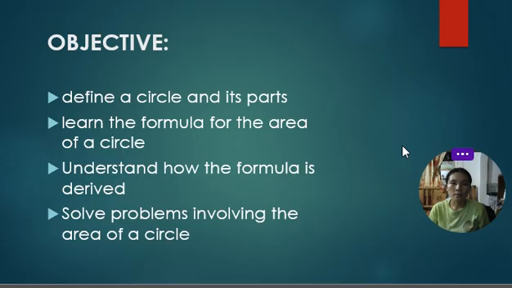So we proceed to the objectives. Define a circle and its parts, learn the formula for the area of a circle, understand how the formula is derived, and solve problems involving the area of a circle.